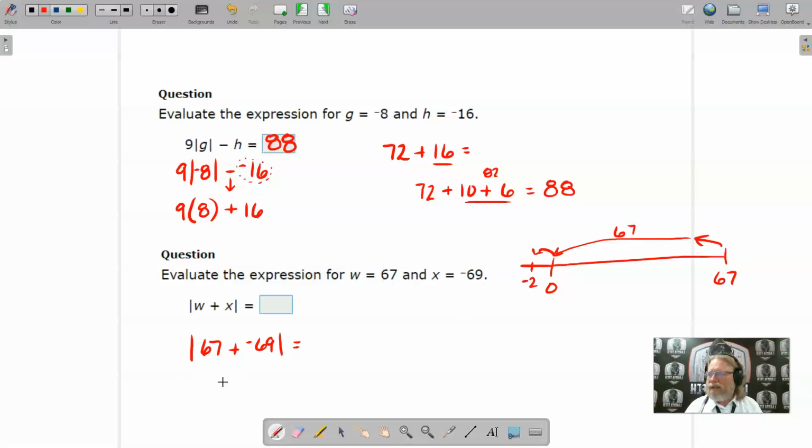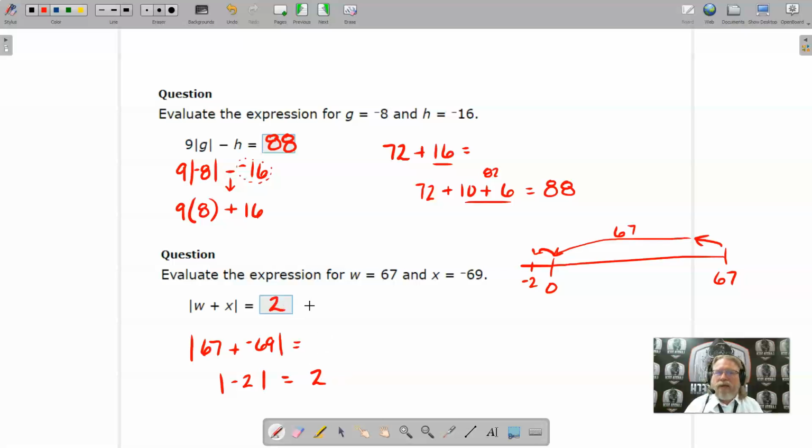So 67 plus a negative 69. And don't forget the absolute value. Everything's still inside the absolute value symbol. It's going to give me negative 2. Now I can evaluate the absolute value of negative 2. Well, absolute values are always positive, so this just becomes a positive 2. So my solution is positive 2.